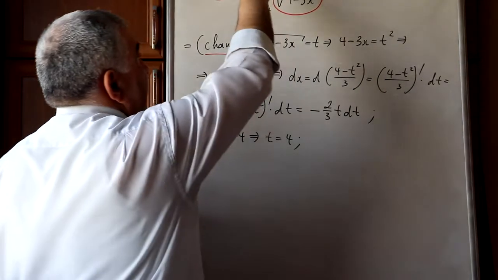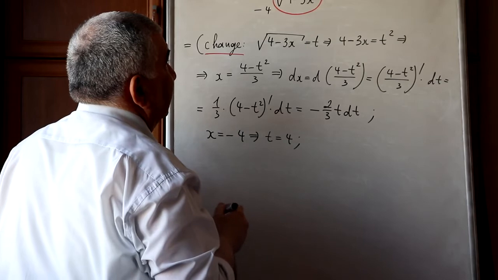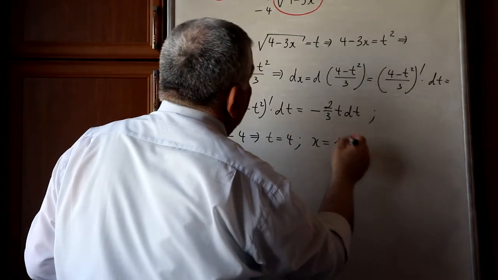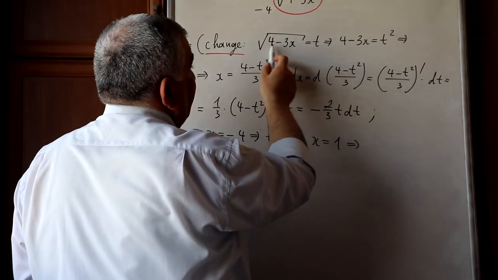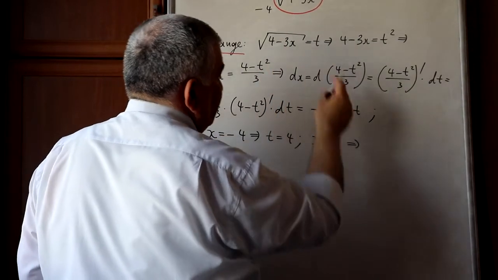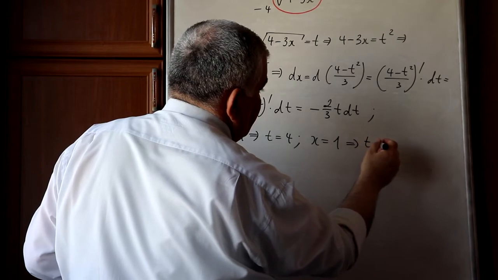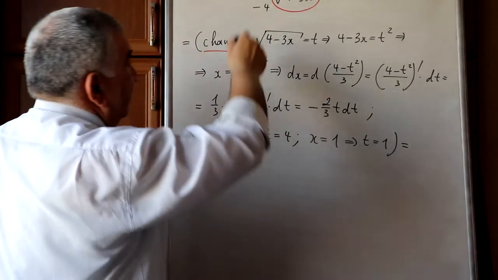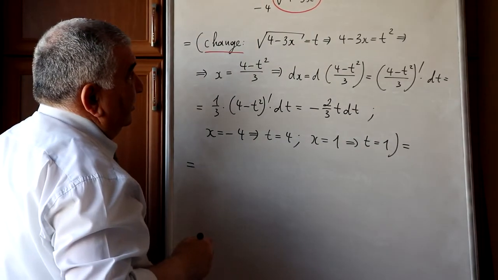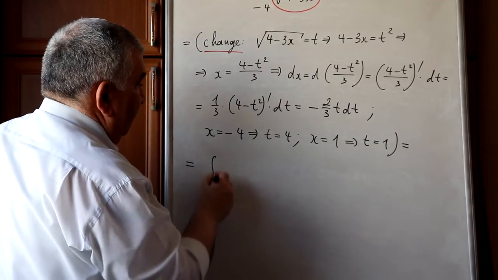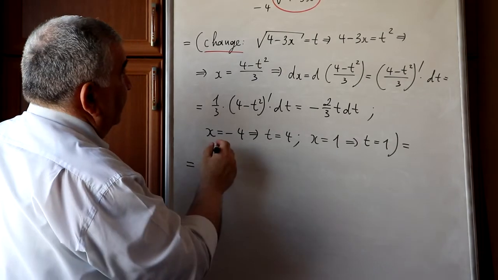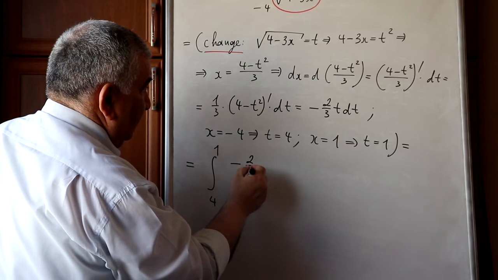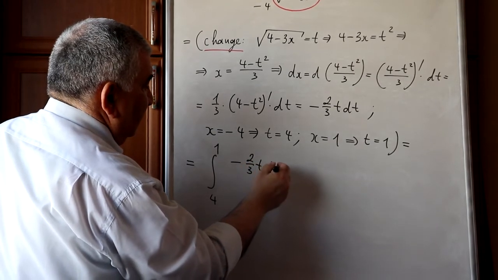But the upper integral limit for x is 1. If x is 1, then find the corresponding value of t. 4 minus 3 is 1, square root of 1 is 1. T is also 1. Then apply this change for calculating the definite integral. Integral from 4 to 1, where dx is minus 2/3 t dt over t.